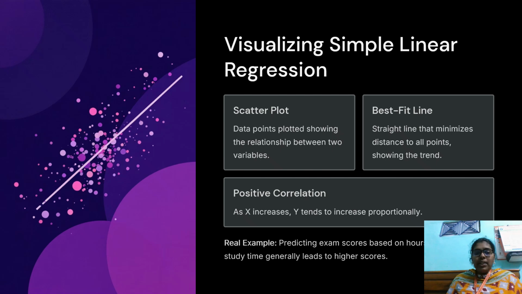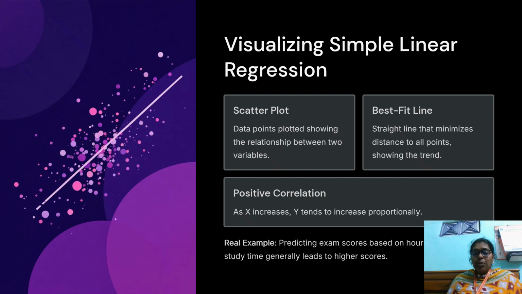Visualizing simple linear regression: a scatter plot and a best fit line. Data points are plotted showing the relationship between the two variables. The best fit line is the straight line that minimizes the distance to all the points, showing the trend. Positive correlation means as x increases, y tends to increase proportionally.